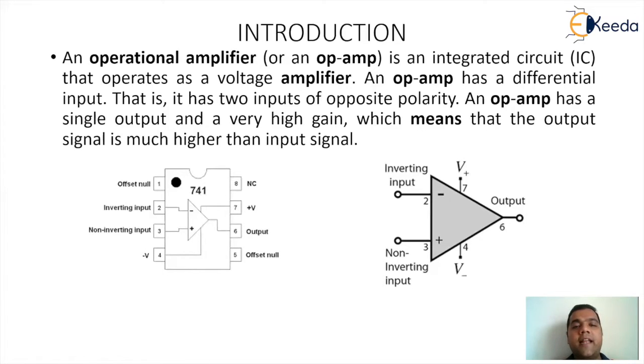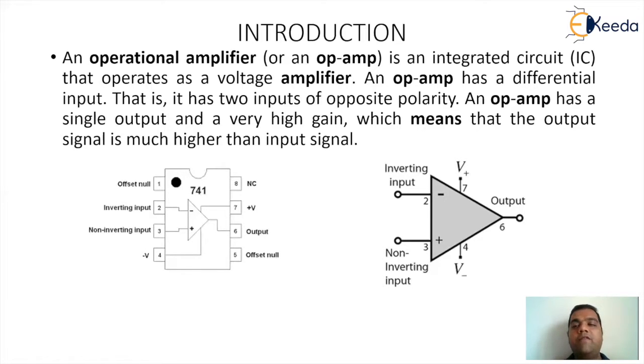The typical op-amp that is normally used in various applications is IC741. It is basically an 8-pin IC. The first pin of the IC is defined as offset null. Actually, pin number 1 and pin number 5 are defined as offset null, used for nullifying the offset error. Pin number 2 is the inverting input pin. Pin number 3 is the non-inverting input pin. Pin number 6 works as the output pin.